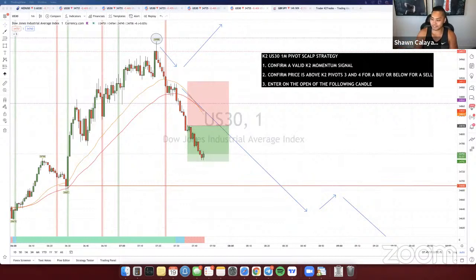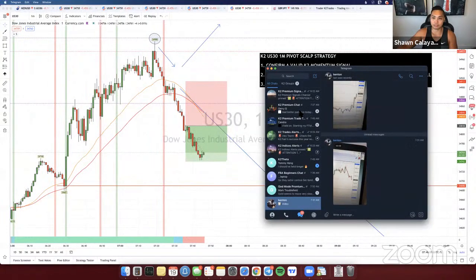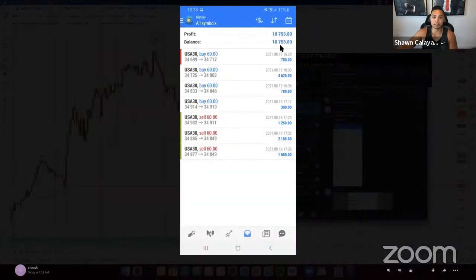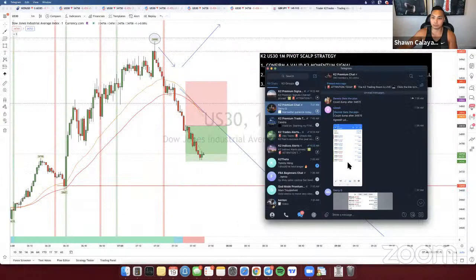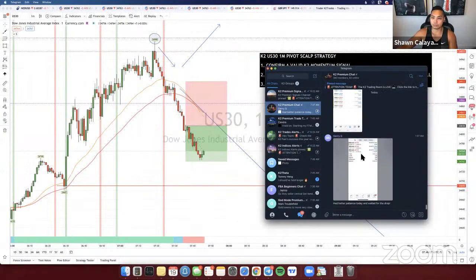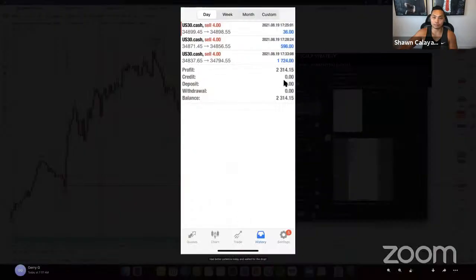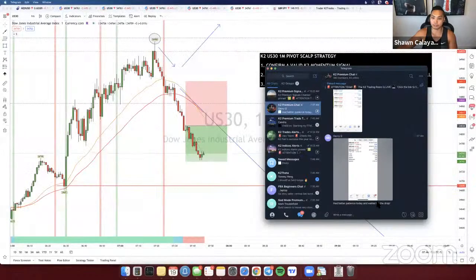David said, I'm no longer a K2 virgin. First trade, sell for 380 profit. Nice work, David. Glad to see everyone here profiting. If you guys want to send your profits in, go ahead and send them over. C-Soup locked in 10,753 for the day. Great work, C-Soup, as usual. Jerry locked in a total of 2,314. Nice work, Jerry. Jerry said he had better patience today and waited for the drop. Exactly, right? So glad that we waited for it.